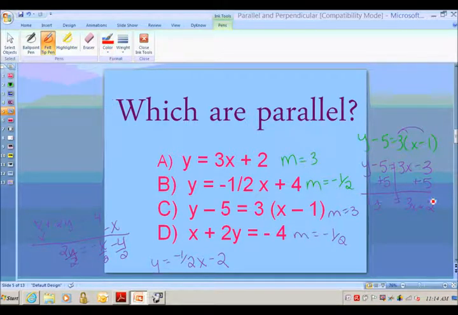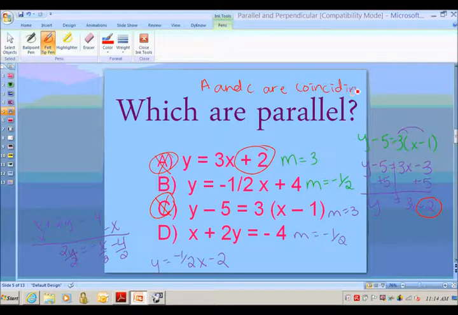But if I look here, my y-intercept is 2 for both of these. So are A and C parallel? No. A and C are coinciding. They're not parallel. Now B and D: my slope is negative 1/2 for both of those, but on B my y-intercept is 4, and on D my y-intercept is 2. So actually B and D are parallel to each other.